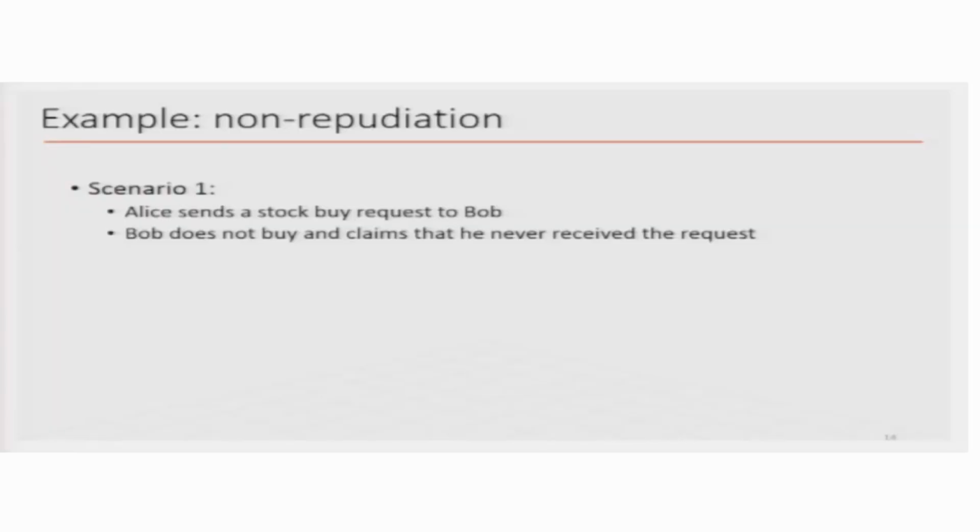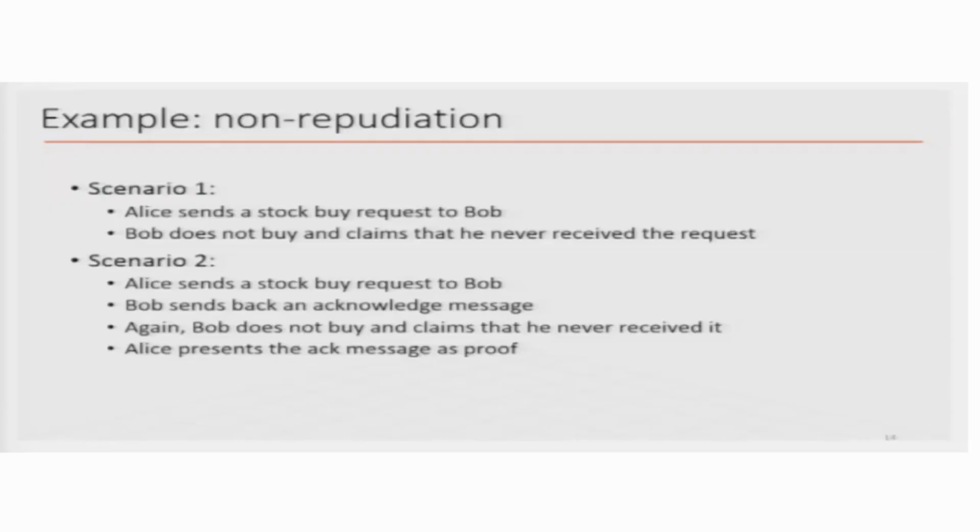In this case, suppose Alice sends a stock buy request to Bob and Bob does not buy and claims to have never received the message. At the end Alice would suffer some loss because the stock might have gone up in price, and Alice says to Bob, I was supposed to have bought this when the price was low and I sent you a message, but you did not buy it. So, I have suffered loss. Bob can say that no, I never got the message, so I never bought the stock. So he can deny having received the message.